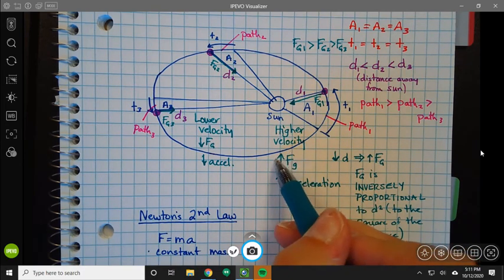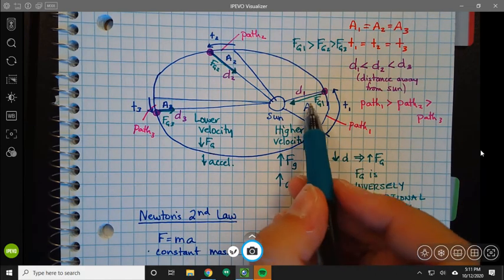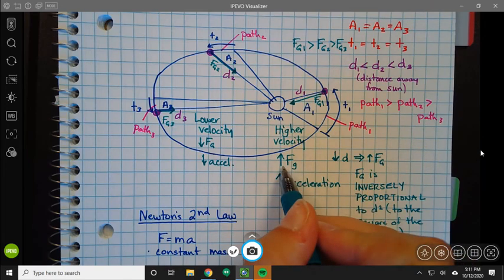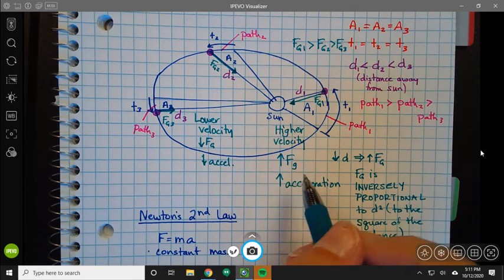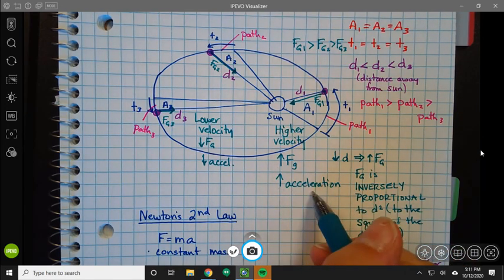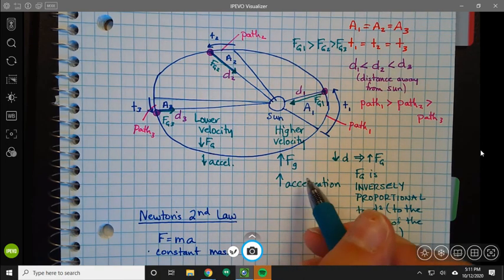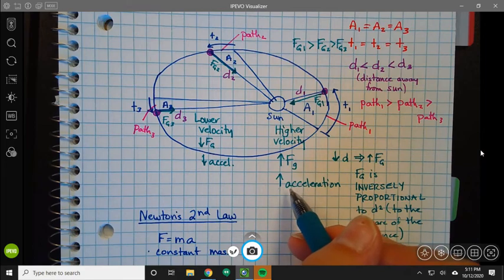So here we have a high force of gravity. And this is because of Newton's law of universal gravitation. So we've got a high force of gravity, and we're going to have a high acceleration. This comes from stuff that we've talked about, and some stuff that we haven't talked about yet, that we're going to talk about later on.